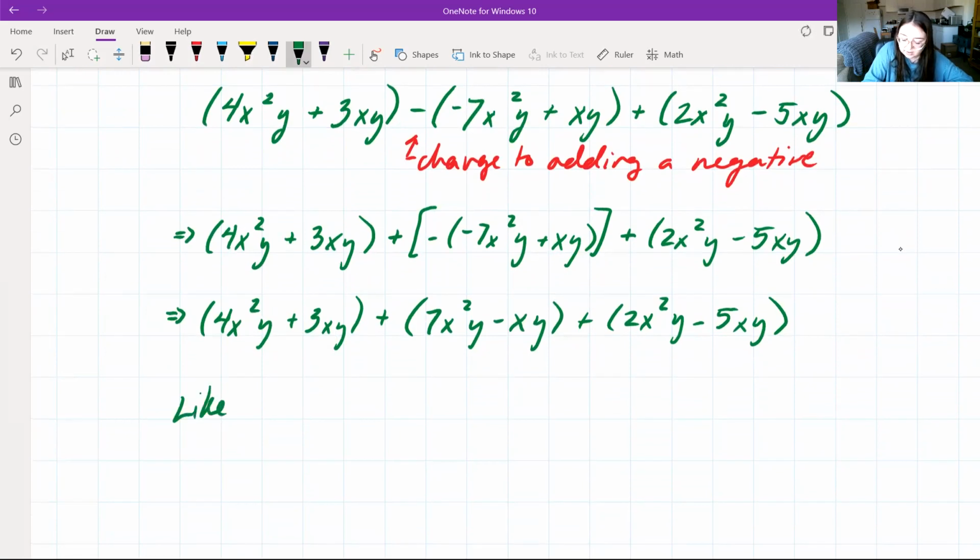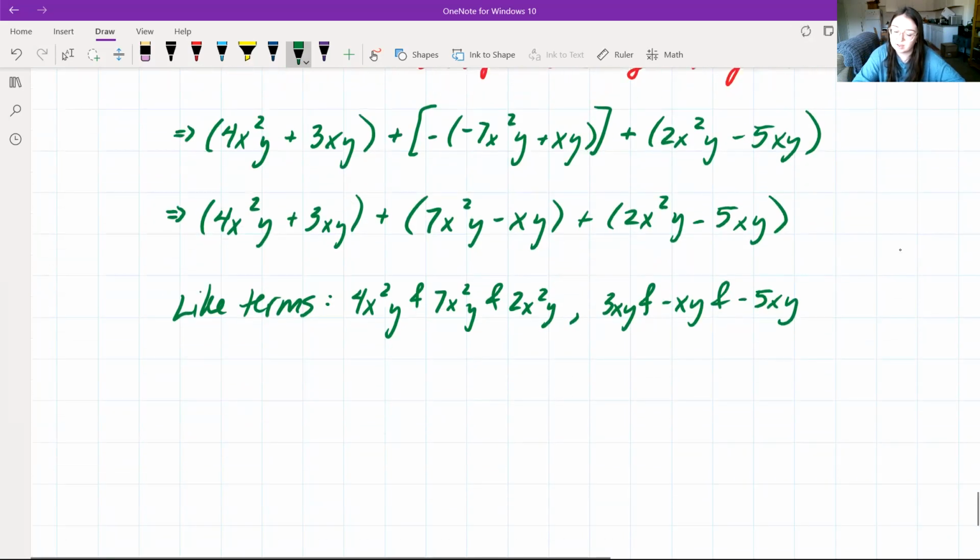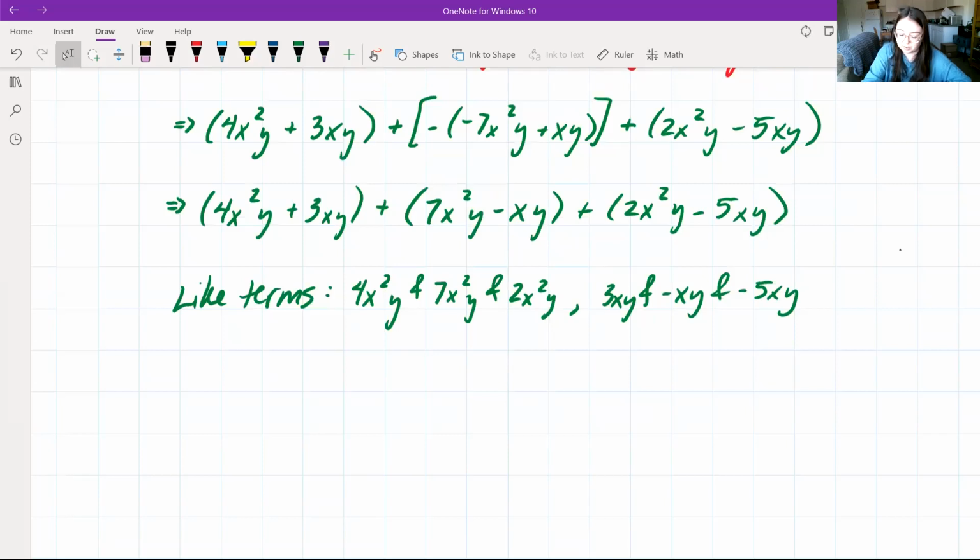And now we can identify those like terms. So our like terms in this case are going to be 4x squared y, -7x squared y, and 2x squared y. Then our other like terms will be 3xy, -xy, and -5xy. So we really only have two different sets of terms in this case. We have x squared y's and xy's. So we can go ahead and group our equations together.